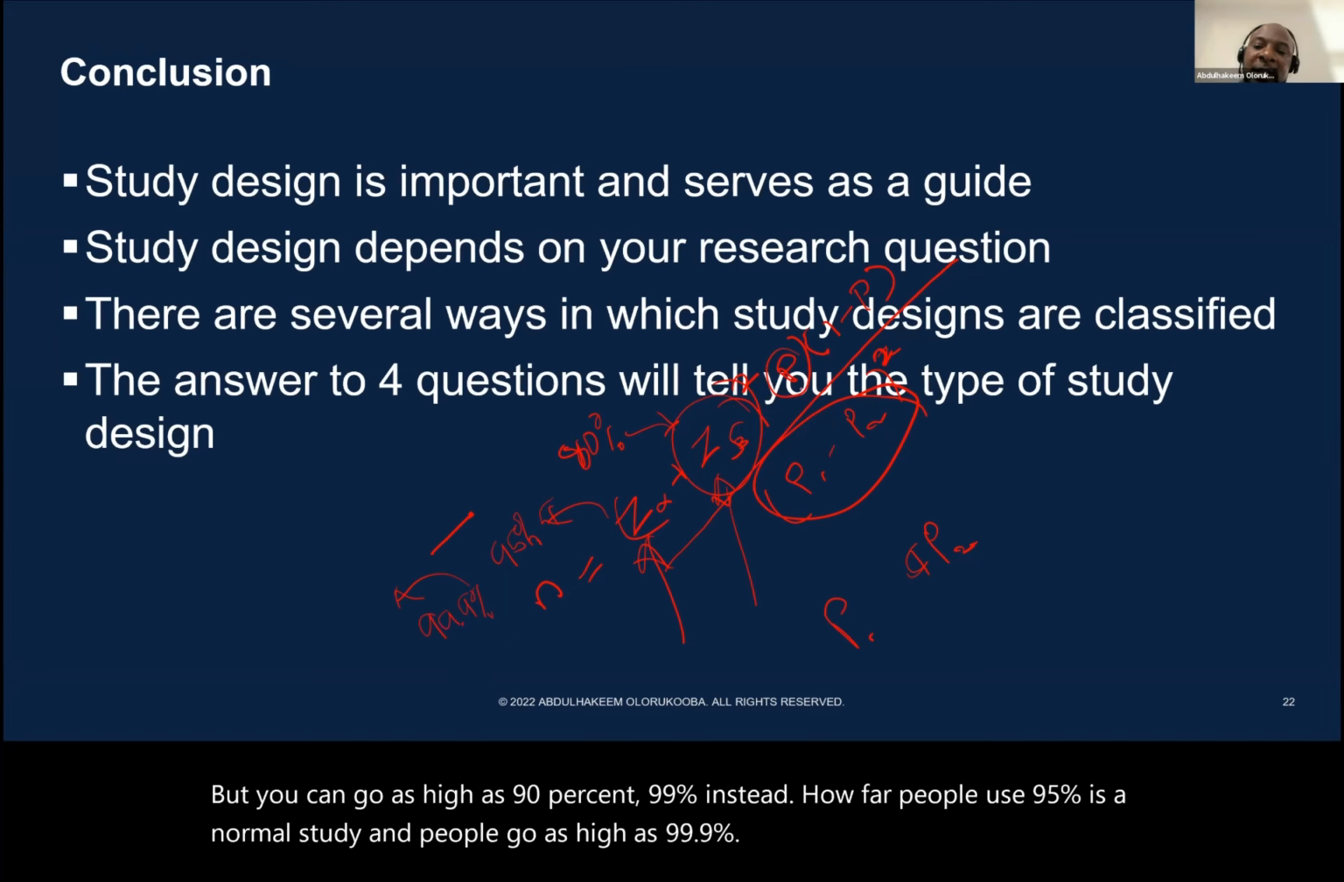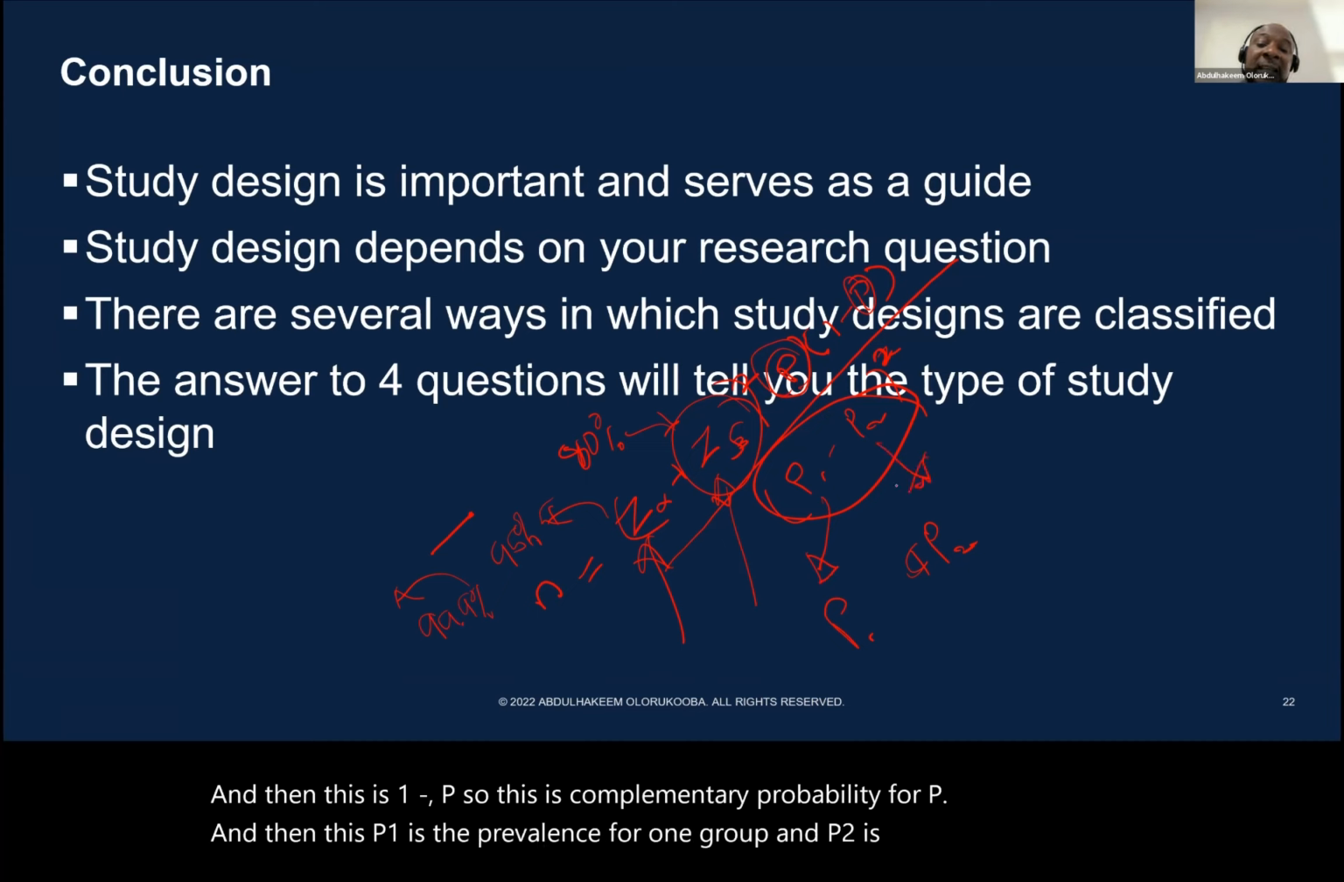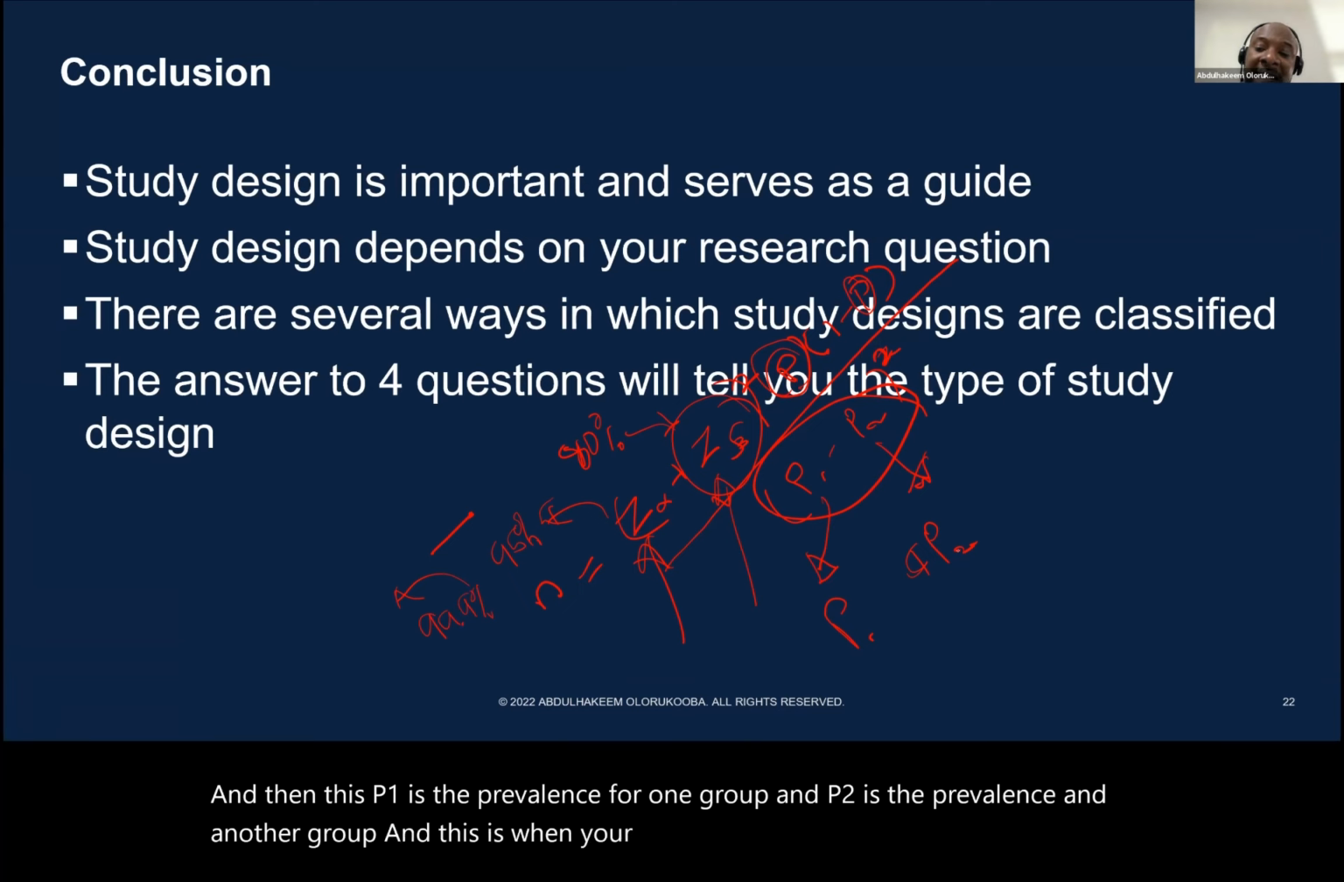Okay, so this P is pool prevalence, and then this is 1 minus P, so this is the complementary probability for P. This P1 is the prevalence for one group, and P2 is the prevalence in another group. This is when your primary outcome variable is a categorical variable, and that's only when you can have prevalences.